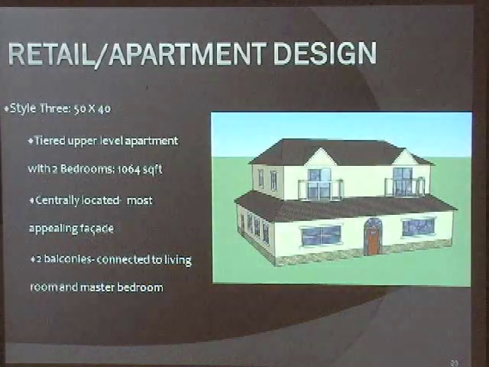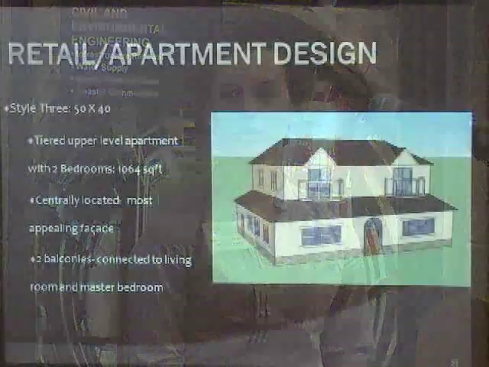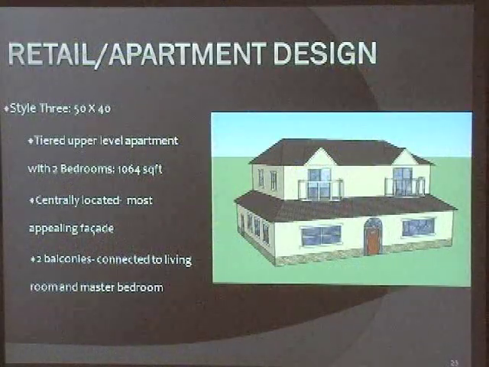The third style we have is 50 by 40 feet. It has a tiered apartment on top which measures 38 by 28 feet. It includes 2 balconies, one from the master bedroom and one from the living area. And since it is the most centrally located building in the retail area, it has the most prominent architecture.